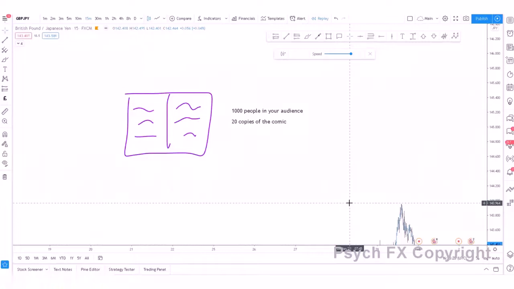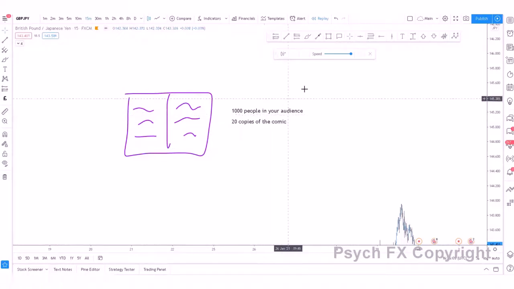In order to first explain what supply and demand is, I like to use a comic book analogy. Let's say you have a particular audience, maybe you've got a blog all about different comics. You've created a very specific comic, and you've created 20 copies of it, and you're not going to make any more copies for another few months. And let's say 1,000 people in your audience want to buy that comic, but you've only got 20 copies. What does that mean?